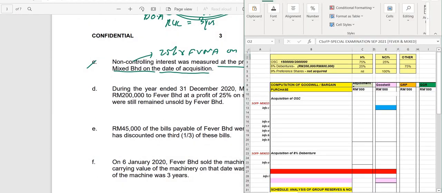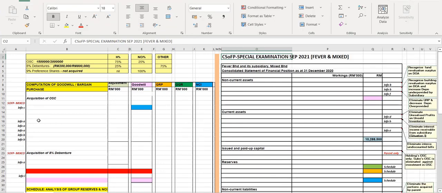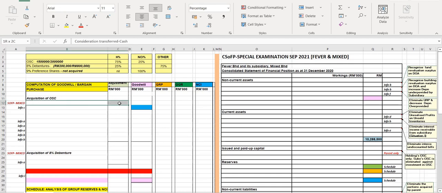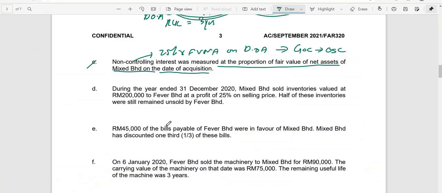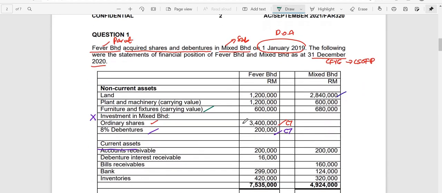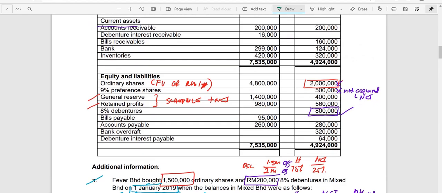So let's look at the preparation of the schedule here. You can see I've already done the workings for the holding percentage and NCI percentage, the parent percentage, the controlling interest: the 8% debenture was 25%, the others 75%, and the 9% preference shares that were not acquired, the non-controlling interest was 100%. We start off with the acquisition of ordinary shares, and the consideration transferred that you paid was how much? 3.4 million. You can check your statement of financial position under the parent, the separate one, this one. Just to show you again here, remember, I have highlighted this. So we have to take that and include it here.